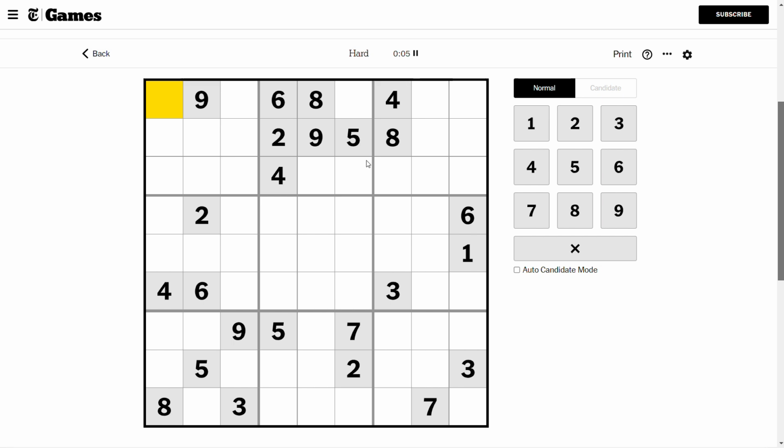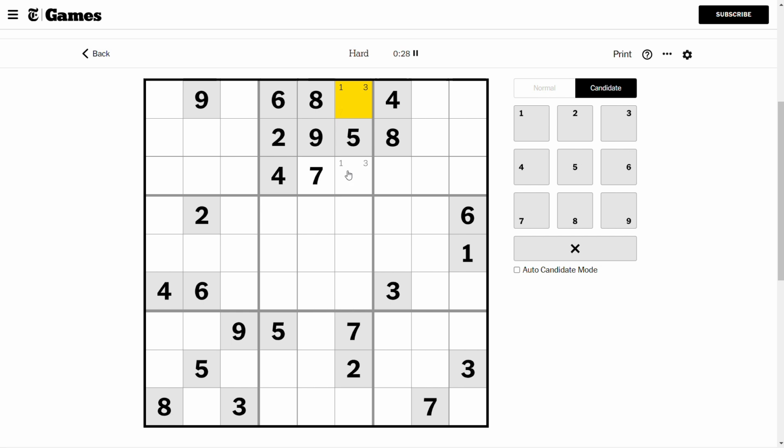Okay, I see that in block 2, there are 3 open cells left. That immediately draws my attention. I want to think about the missing digits of block 2. The missing digits are 1, 3, and 7, where these 2 open cells see the 7 in column 6. So the digit 7 is forced into this cell, leaving a 1-3 pair in block 2.